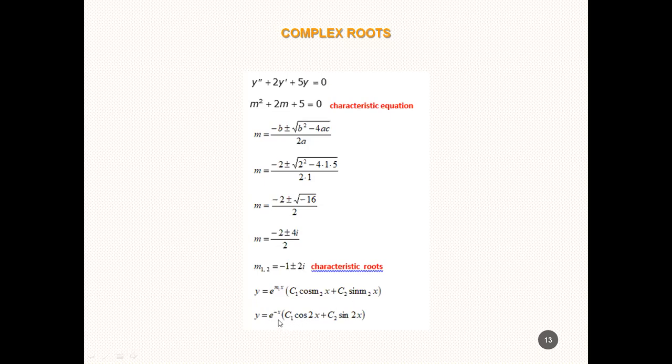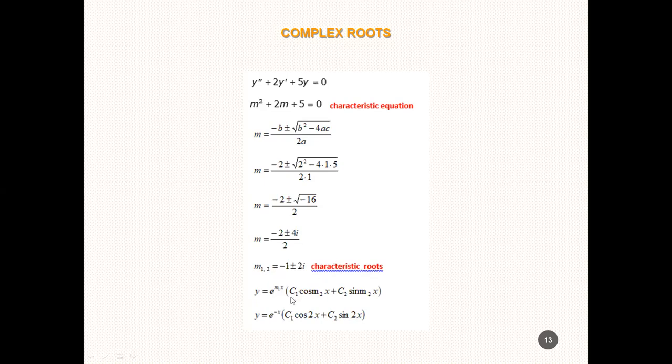So you can see here you have e raised to minus x for the negative 1, times the quantity c sub 1 cosine of 2x, for the 2 in the imaginary part, plus c sub 2 sine of 2x. So this is how we represent the general solution of a differential equation which has a characteristic root in the form of a pair of conjugate complex roots.